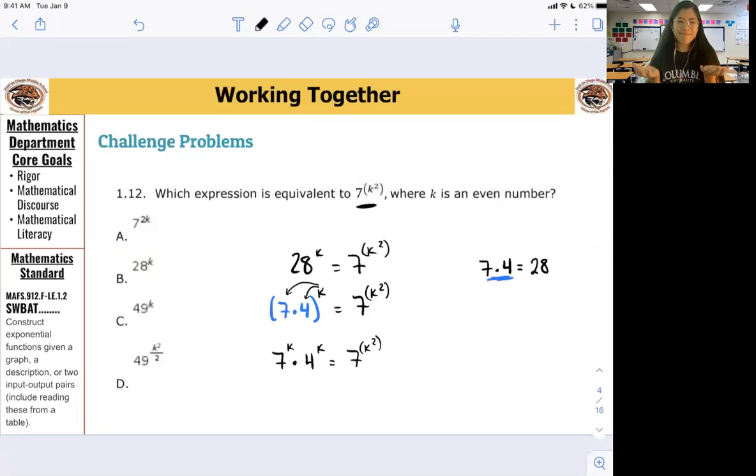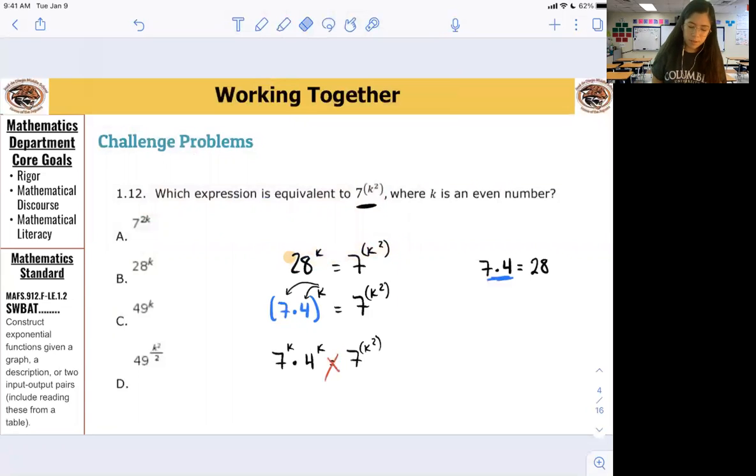Do they match? We can't combine like terms since they're not the same base number. Yeah, we can't combine like terms. We can't really do anything at this point. So left side and right side, they just don't match. This doesn't give us what we want. So it's not B either.